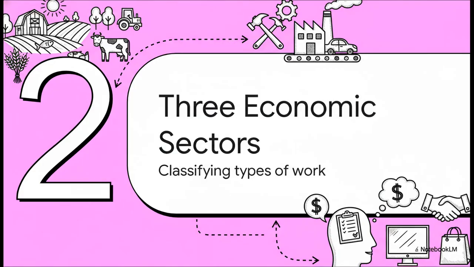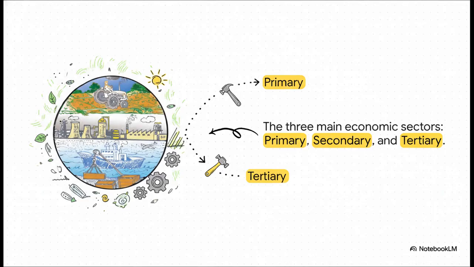Now, there are so many different kinds of jobs. To make it easier to understand them, we can classify all this work into three main categories. We call these sectors. This picture gives us a good idea. At the top, you can see farming. That's part of the primary sector. In the middle, those factories represent the secondary sector. And at the bottom, the ship, which is a form of transport, belongs to the tertiary sector. Now, let's understand each one of these properly.